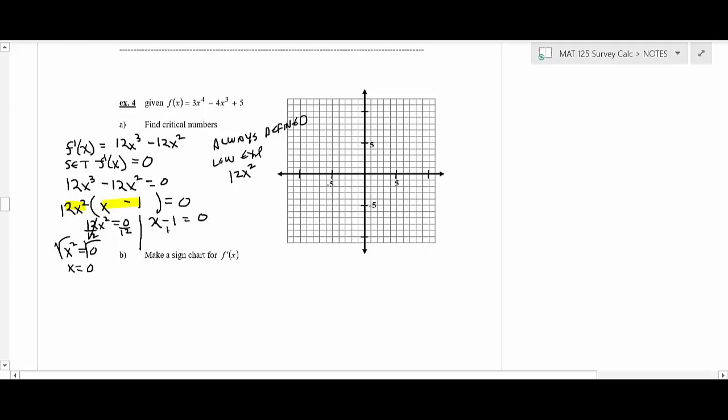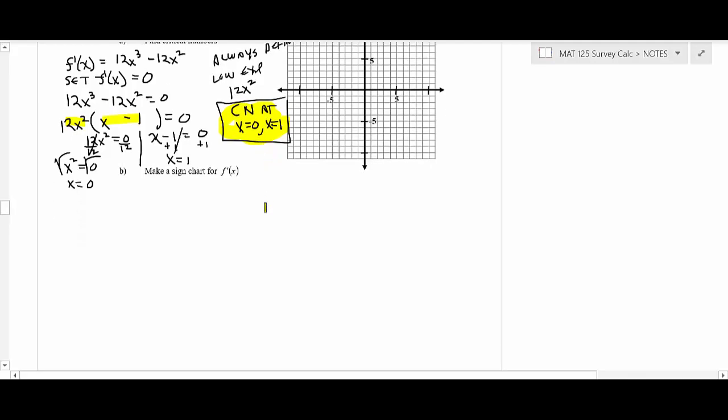This one, same thing. You could add 1 to both sides. You get x equals 1. So the critical numbers are at x equals 0 and x equals 1. That would be the answer to the first part of that problem, and that's where you want to start the problem, because you have to do that before you make your sign chart. Any problem with that? Okay.